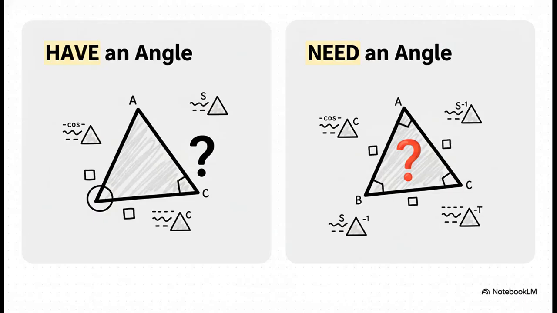Okay, this is a super important difference. It's really simple. If you have an angle and you need to find a side, you use the regular functions we just learned: sine, cos, and tan. But if you have the sides and you need to find the angle, you use their alter egos, the inverse functions. Just look for that little -1 symbol on your calculator.